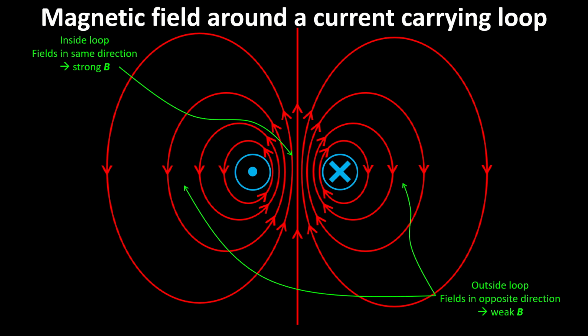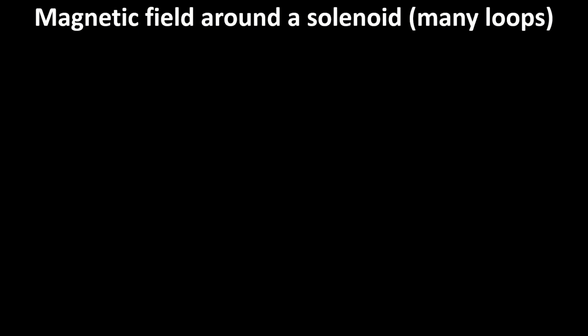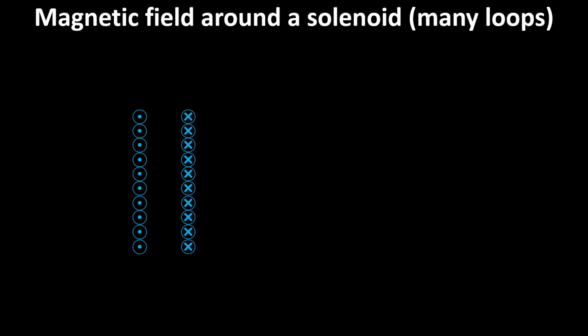Okay, so that's a single loop, but we don't often use just a single loop of wire. We more often use something called a solenoid. A solenoid is just many loops of wire. It's a coil, which I can draw something like this. So we've got current coming out of the screen on one side, on the left, and going around and going back into the screen on the other side.